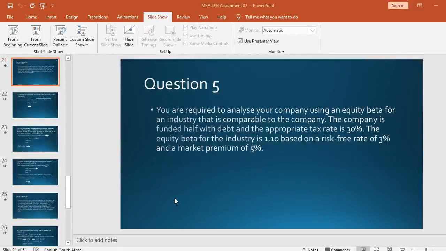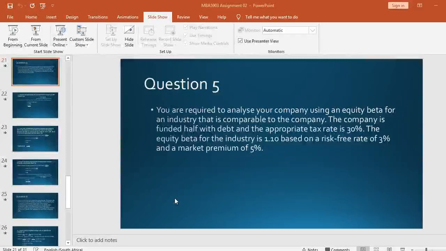So quickly, they are saying here you are required to analyze your company using an equity beta. You see here they are specifying it. You are required to analyze your company using an equity beta for an industry that is comparable to the company. The company is funded half with debt, and the appropriate tax rate is 30%. All right. So the equity beta for the industry is 1.10 based on the risk-free rate of 3% and a market premium of 5%.